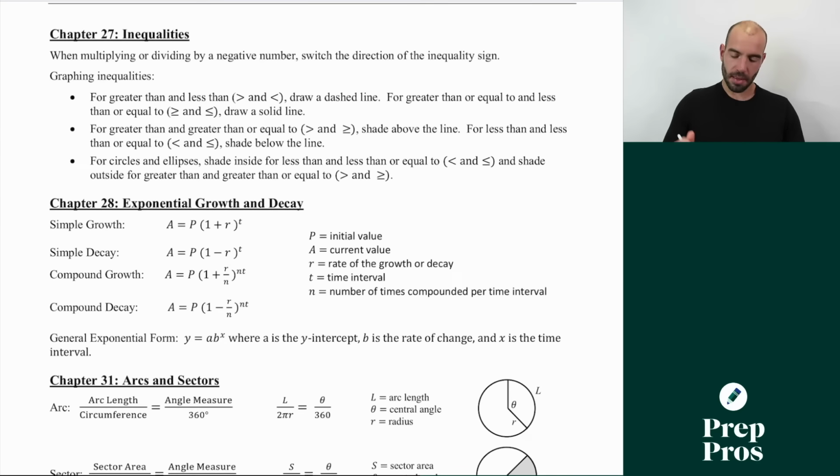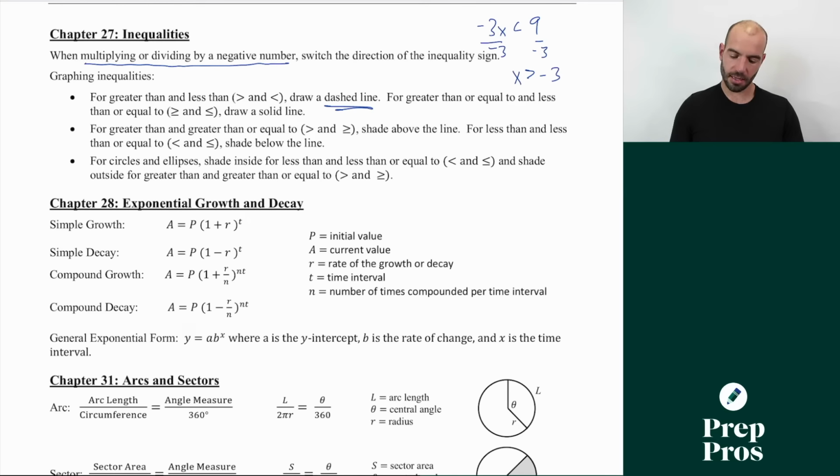All right, for inequalities, the main one I want you all to know is, remember our algebra rule. If we multiply or divide by a negative number with an inequality, we have to switch the sign. So if I had, say, -3x is less than 9, if I divide both sides by -3, I have to write this as x is greater than -3. We're switching the sign.